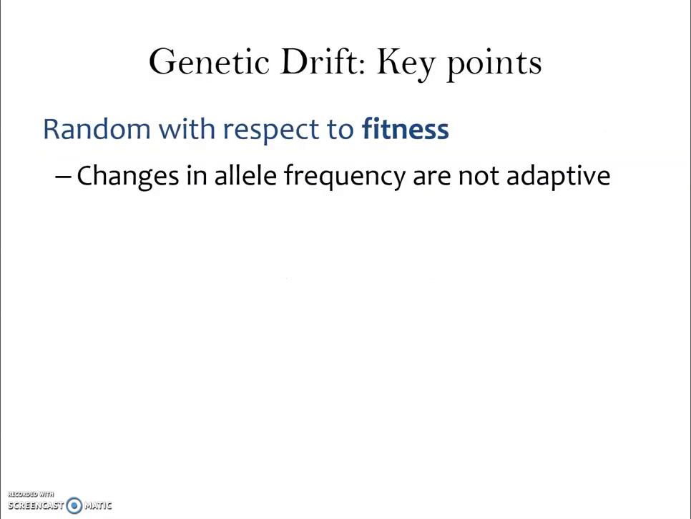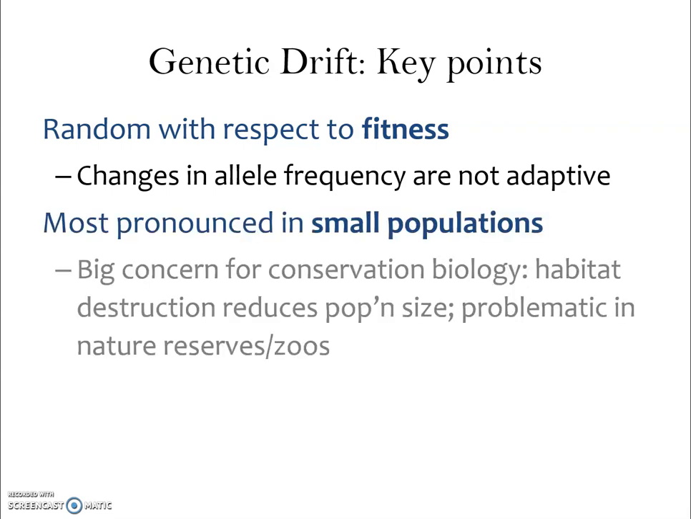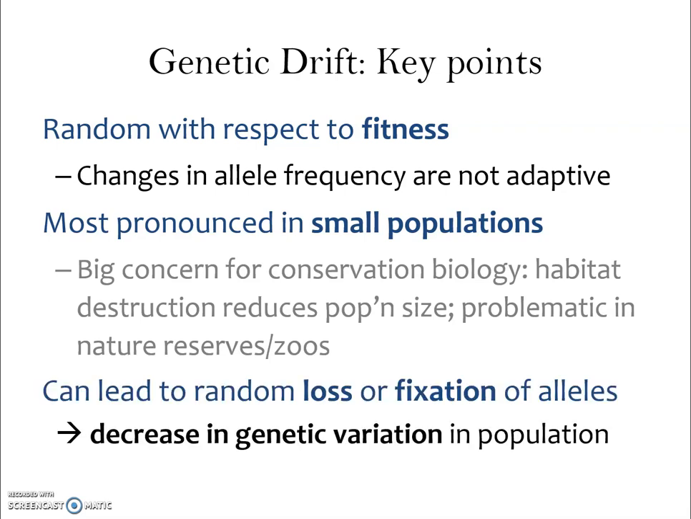Okay, so key points about genetic drift, and I always get ahead of myself, so I've kind of mentioned some of these already. One is that it's random with respect to fitness. So the changes in allele frequency have nothing to do with the phenotypes that are caused by the alleles. Most pronounced in small populations, and this is a really big concern for conservation. A lot of threatened, endangered species have small populations where they are likely to lose diversity just by chance. And what can happen with genetic drift is loss, or what we call fixation of alleles. So we can go from having many alleles at a locus to just one, and then genetic diversity for that locus is gone from our population, unless we have a mutation to give us a new allele.